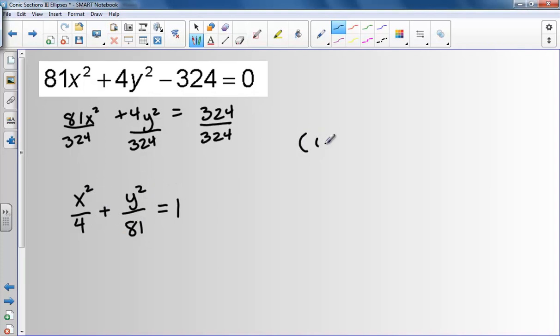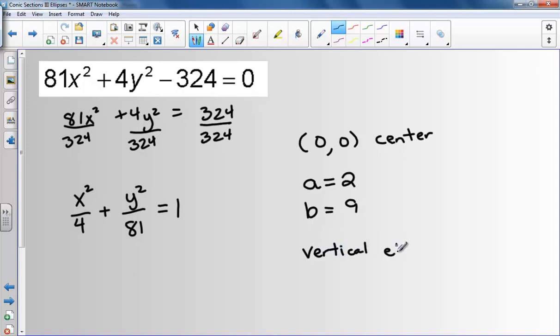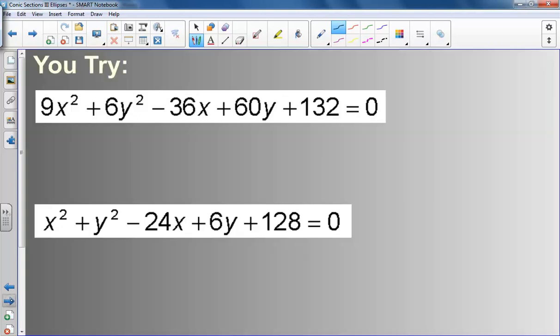So the center is at 0, 0, because there was no h term here, there was no k term here. So 0 is the only number that I could have just not written down. A is the square root of 4, or 2. B is the square root of 81, or 9. And this would be a vertical ellipse. In other words, it would be taller than it is wide, because my B value was larger, and my major axis would also be a vertical major axis.